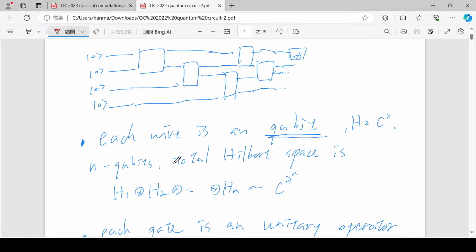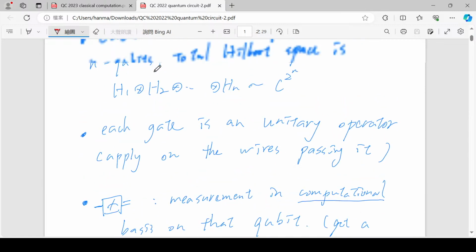And then, as we know, the total Hilbert space will be the tensor product of all those spaces. So it's a tensor product of the first wire, second wire, third wire, fourth wire. So it's a 2 to the 4-dimensional space here. Okay. And then we have gates.